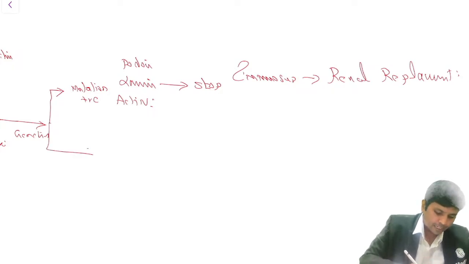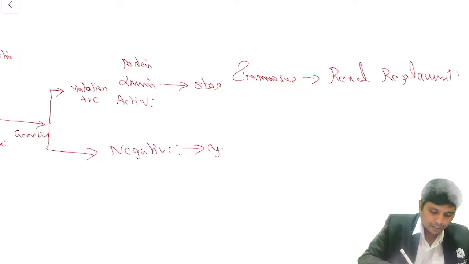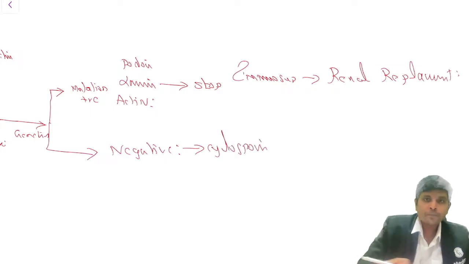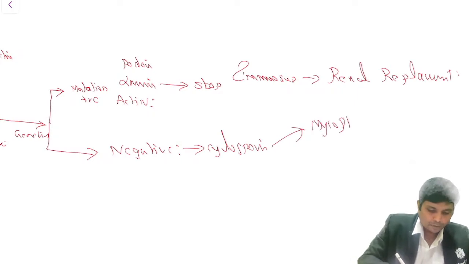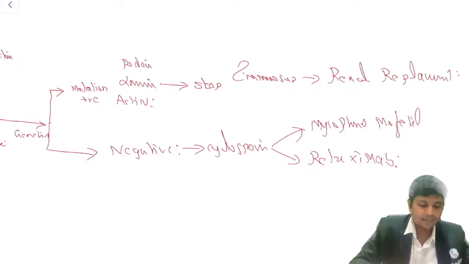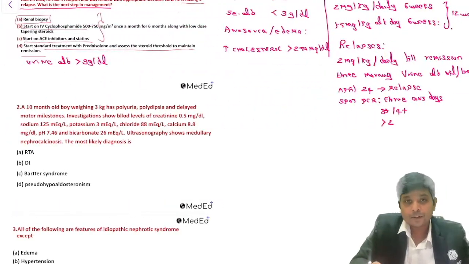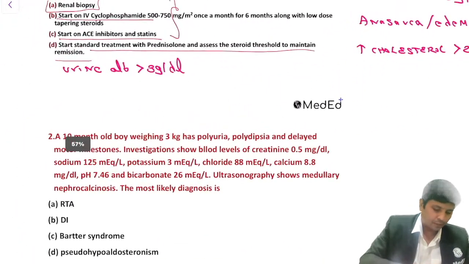Whereas when the mutation is negative, along with cyclosporin, already the child is receiving cyclosporin now. Along with cyclosporin, either you can add mycophenolate mofetil, or you can add rituximab. This is the treatment for steroid resistant nephrotic syndrome. This is the latest guidelines with respect to steroid resistant nephrotic syndrome.